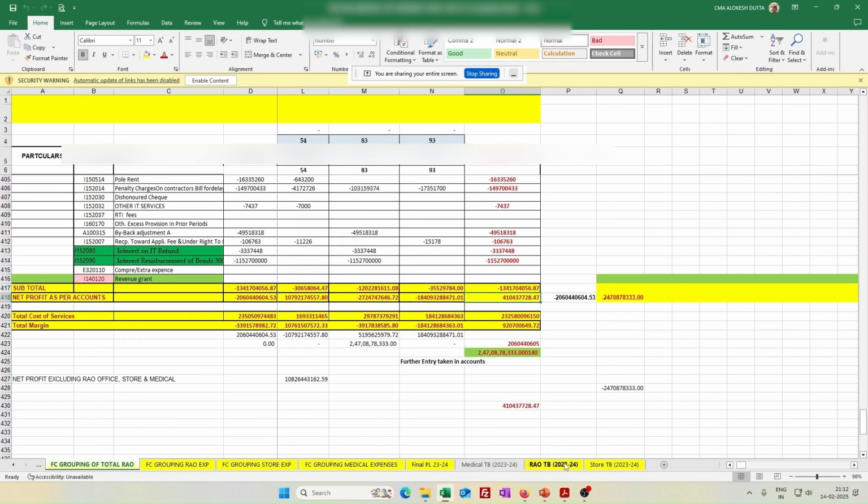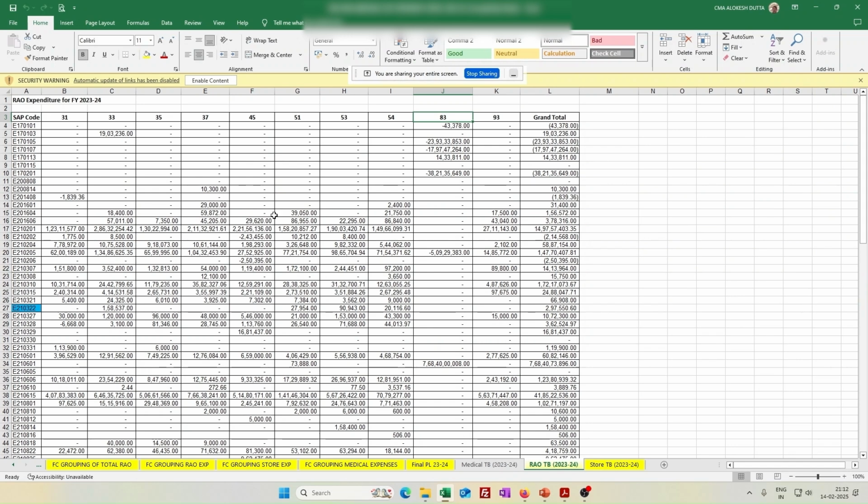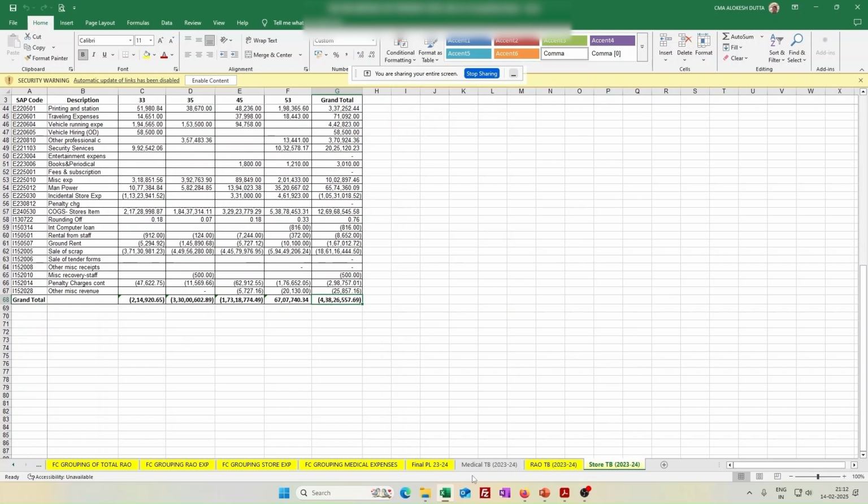Now here the company keeps the data for service cost centers and production cost centers at a time. So you have to segregate the service department cost and production department cost. So I have taken the store trial balance and medical trial balance and deducted the stores and medical department.